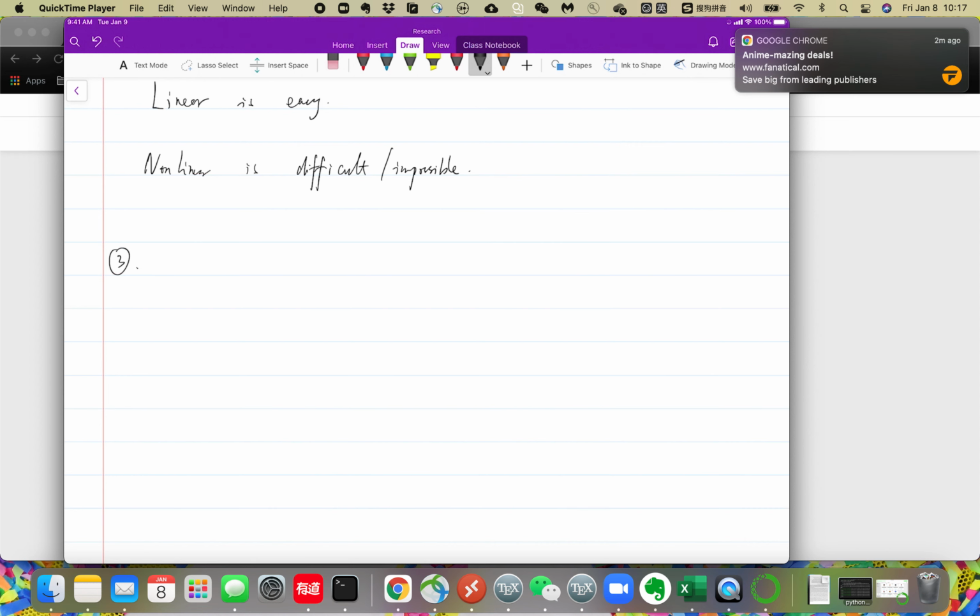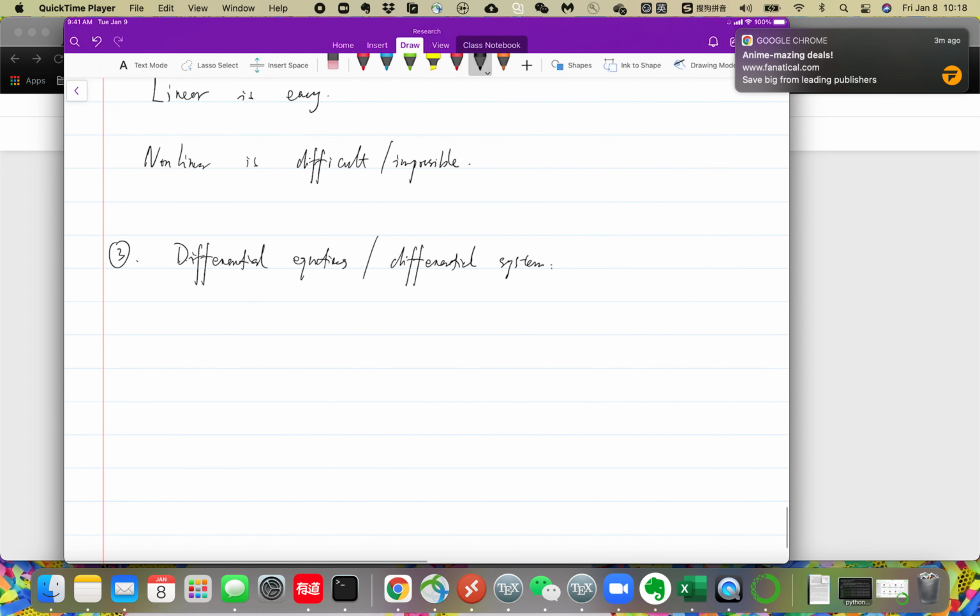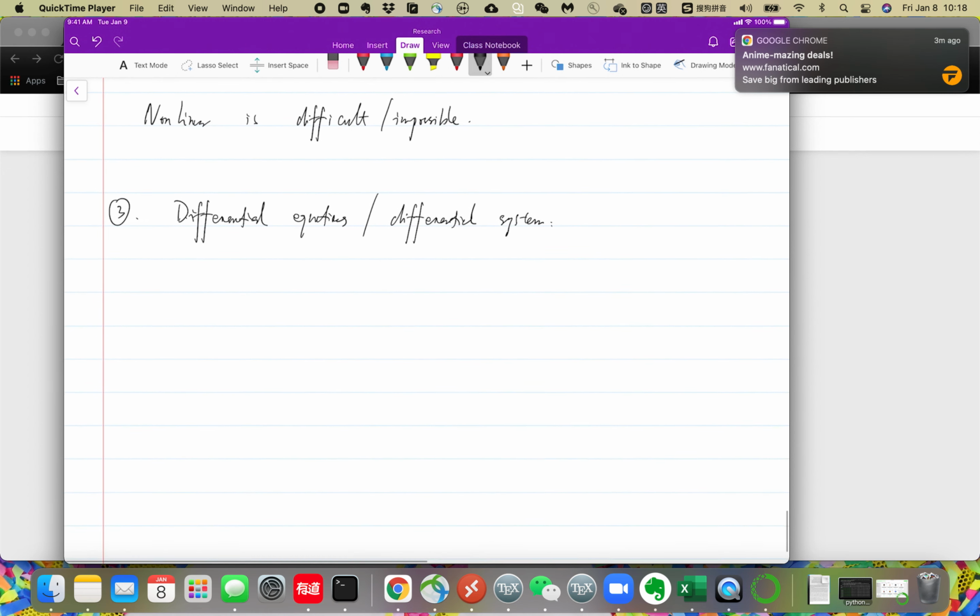Number 3, we can have differential equations, or we can have differential systems. The predator and the prey is clearly multiple differential equations involved together, and they have interactions. So basically, the difference between these two is very easy to see. Do you have a single variable and a single equation, or do you have multiple variables involving multiple equations?